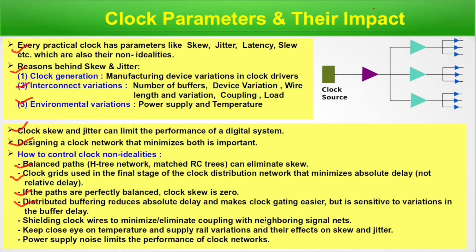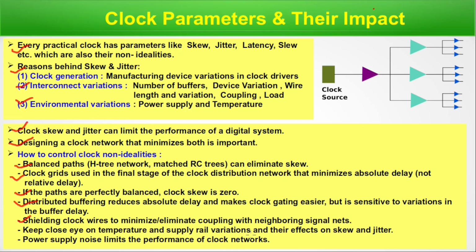Shielding clock wires minimizes or eliminates coupling with neighboring signal nets. There might be interference from neighboring signal nets that can impact the clock signal, so we can shield them. Distributed buffering reduces absolute delay and makes clock gating easier. How buffers are distributed is also a key point.